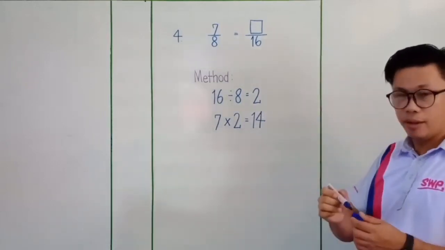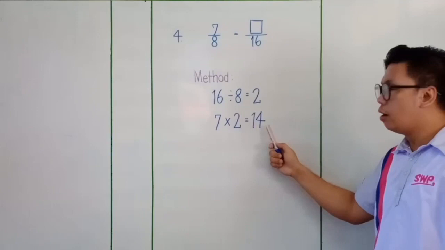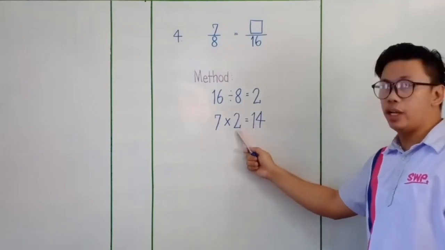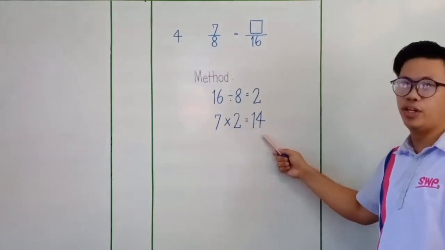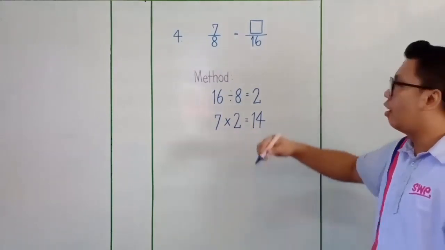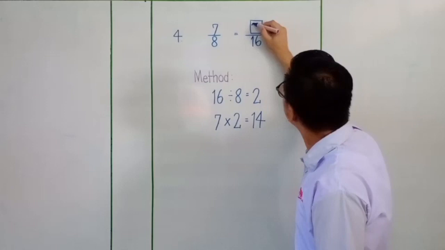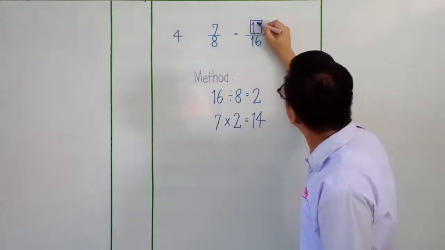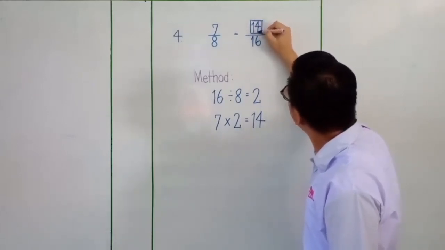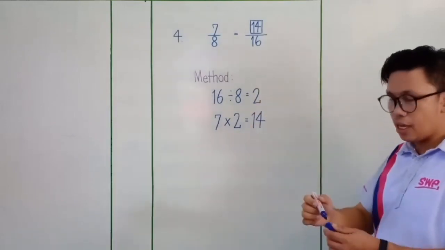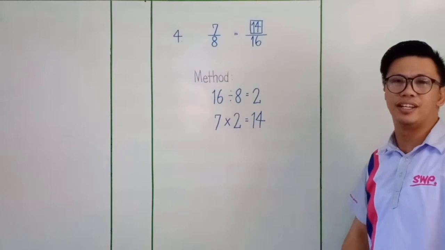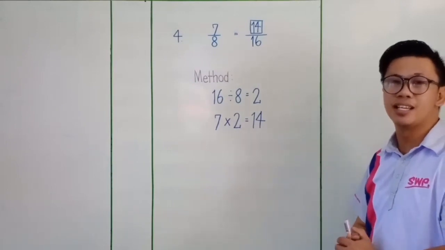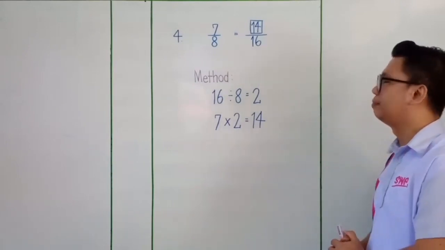Why 14? Because 14 divided by 2 is 7, and 7 times 2 is 14. So we will write it in the box. Our answer is 14. So that is our answer to have the equivalent fraction. Did you get the correct answer, class? Very good.